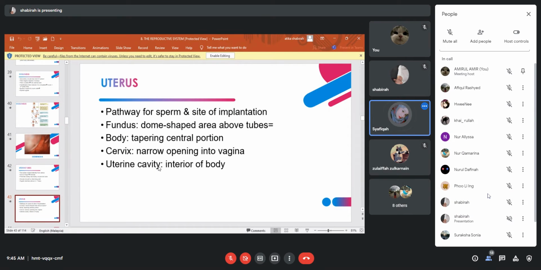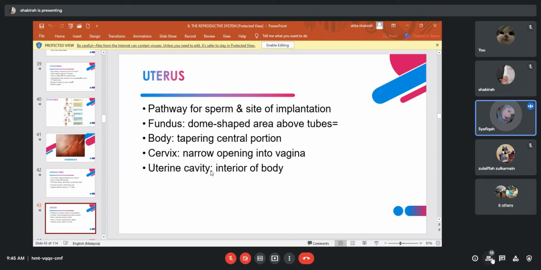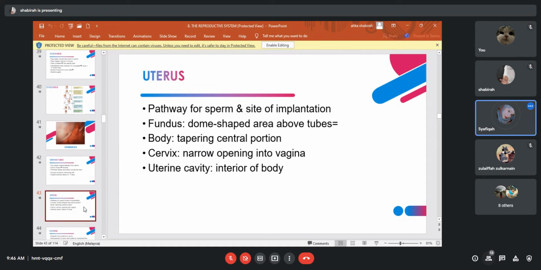Okay, next for uterus. Uterus ni dia pathway for sperm and site of implantation yang terdiri daripada fundus, body, cervix and uterine cavity. For fundus, dia dome-shaped area above tubes. For body, dia tapering central portion, and cervix, dia narrow opening into vagina, and uterine cavity, dia interior of body.